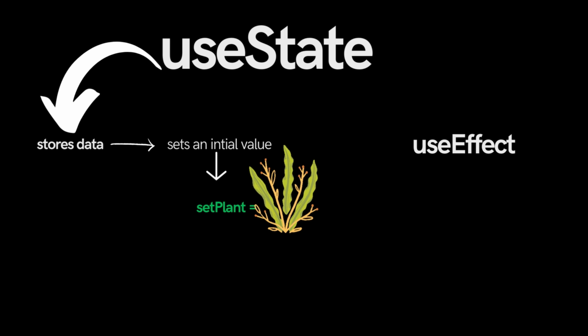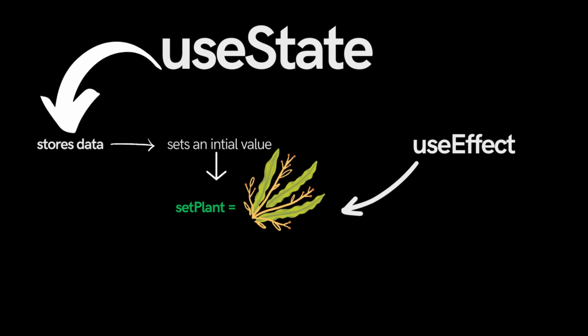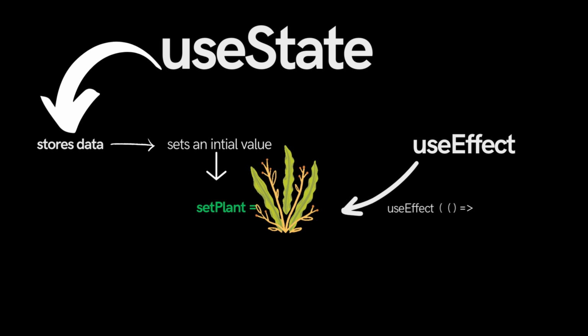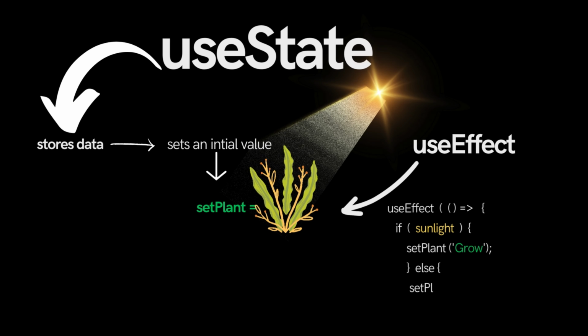How do we connect our useState and useEffect? useEffect comes in to modify whatever changes have been made in our useState. It can decide to come in to redesign, to change the color. Let's take for instance, let's write a useEffect function here. If there is sunlight, let's set the plant to grow, and if there is no sunlight, let the plant fade away. So let's bring in a sunlight here.